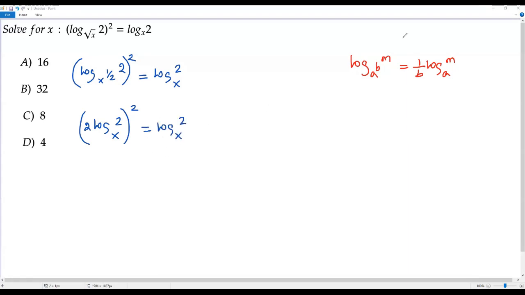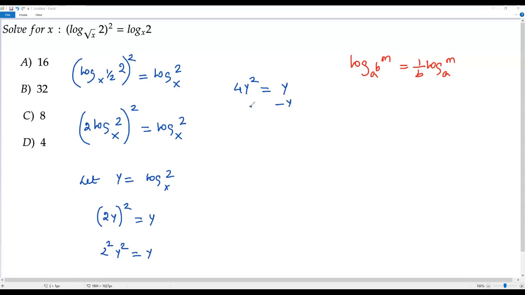To make the solving process easier, I'm going to assign a new variable for this log 2 to the base x. Because I find log 2 to the base x on both sides of the equation, let me assign a new variable y for log 2 to the base x. Then I can plug in y, and I'll be getting 2y, the whole square, equals, on the right side, just y. So 2y whole square becomes 2 squared times y squared equals y. The next step is 4y squared equals y.